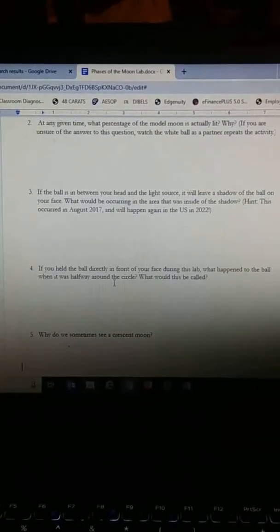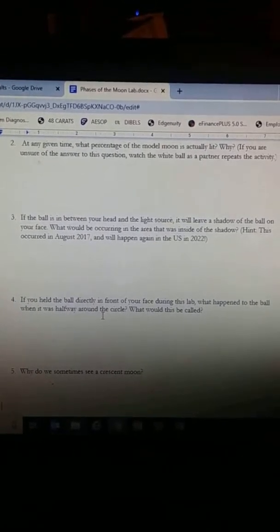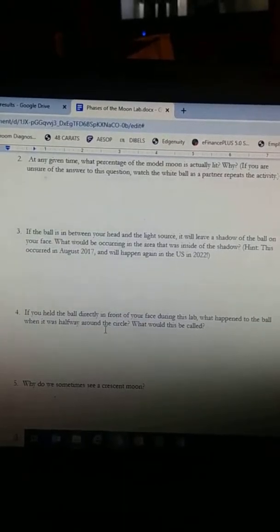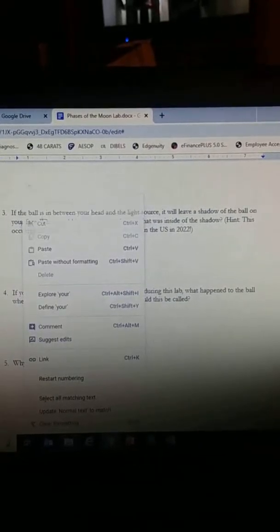Then I go on to a question that makes sure the students understand that at any given time, half of the moon is lit up, the side that's facing the sun. And I give a little hint that if they're having trouble with that question, they should watch someone else repeat the activity. Then I ask two questions that go into another concept about solar and lunar eclipses, which probably would be in the vocabulary that we would be learning for that unit.